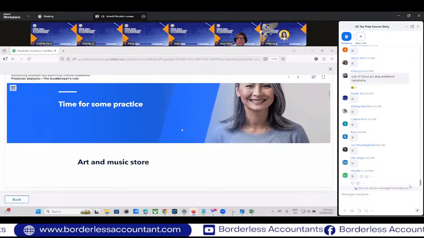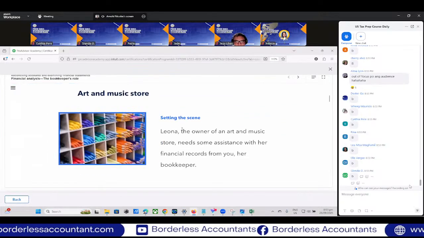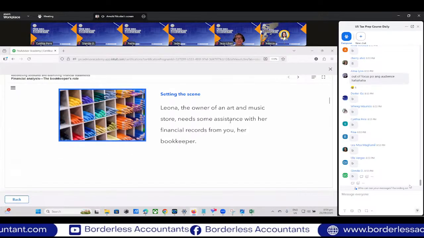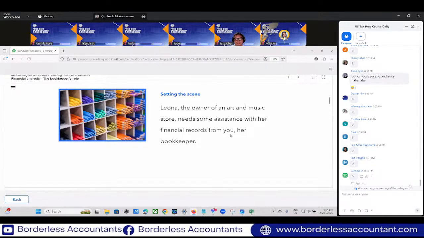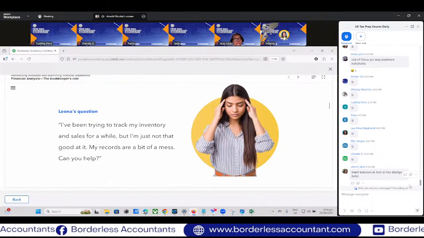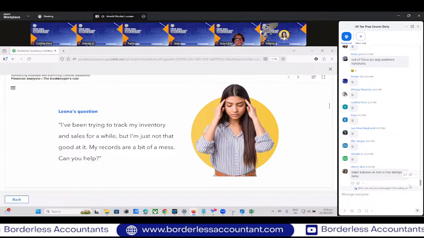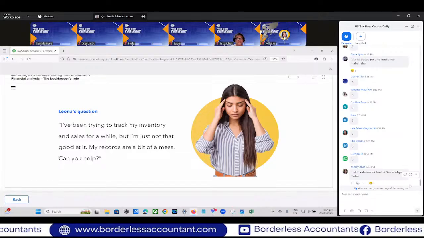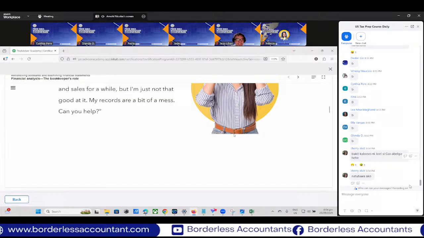Summary activity time for some practice. Setting the scene. Leona, the owner of an art and music store, needs some assistance with her financial records from you, her bookkeeper. Leona's question: I've been trying to track my inventory and sales for a while, but I'm just not good at it. My records are a bit of a mess. Can you help?